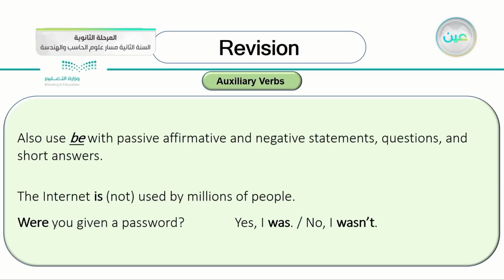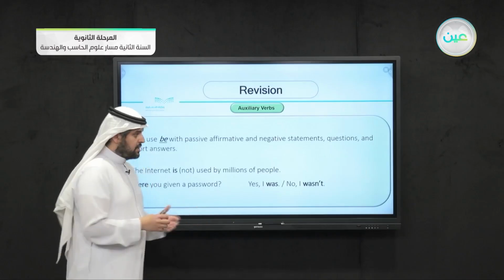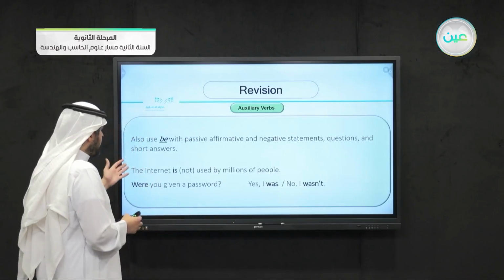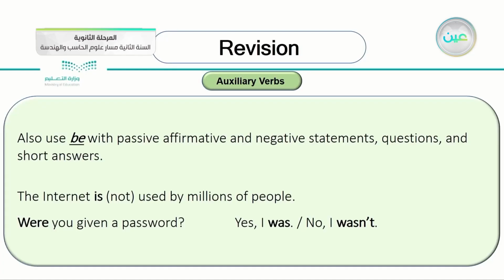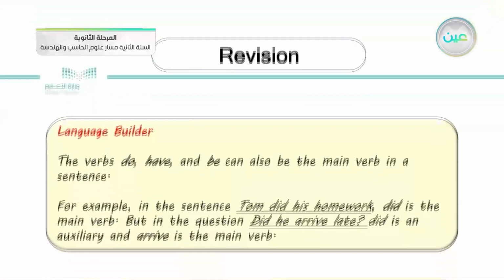We use be with passive affirmative and negative statements. Here we're talking about passive. Again, we use be with passive, affirmative, and negative statements, questions, and short answers. For example, the internet isn't used by millions of people, or the internet is used by millions of people. And you want to put it in the question form? Yes, that's correct. Begin with the auxiliary verb. Were you given a password? You say, yes, I was, or no, I wasn't.